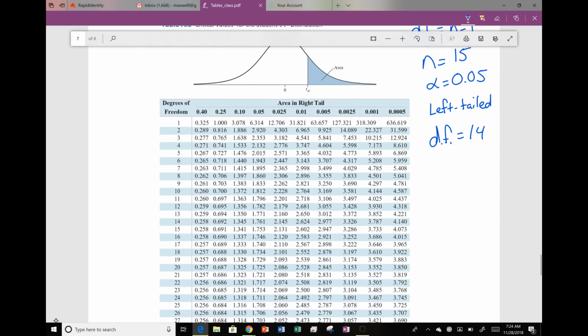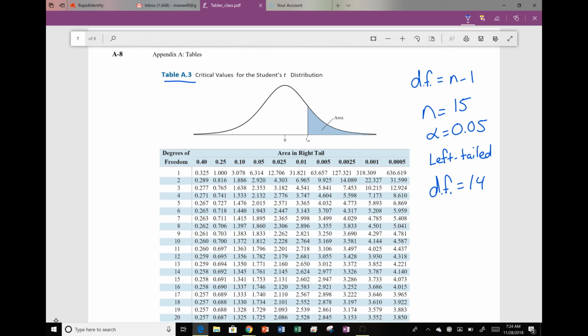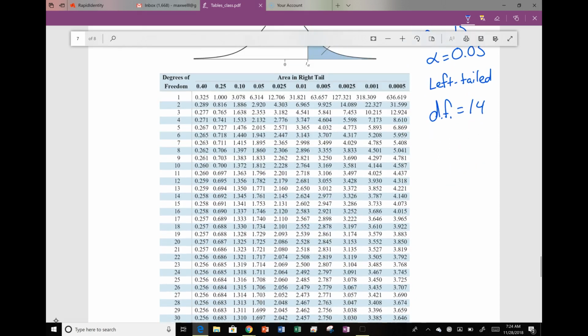So on the T chart, this Table A3, we're going to come down to 14. This is the row that we're going to stay on for the entire problem. We don't go back and forth to the Z when we're looking at a T. Now, since this is a left-tailed test, recall that when we graph it, it's going to be over here, which indicates that this is going to be a negative number.